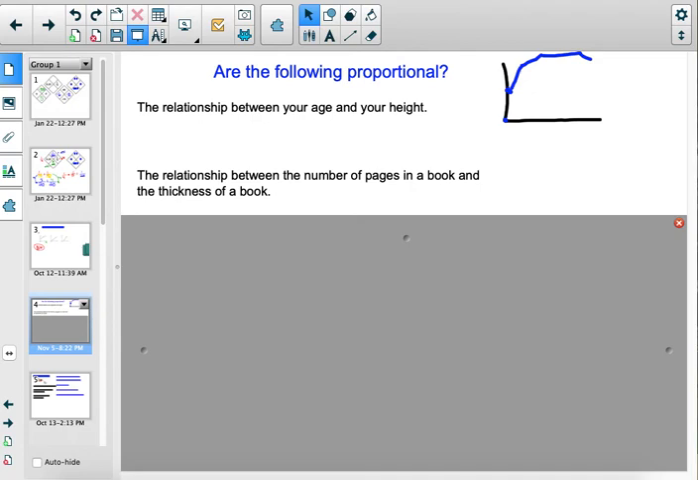Let's talk about it. The thickness of a book. Let me try to get a book so we can agree on it.